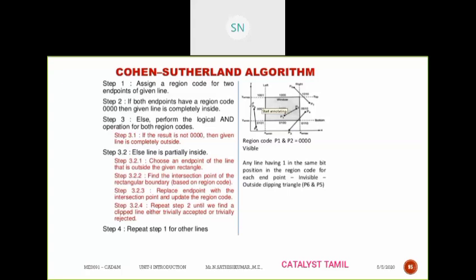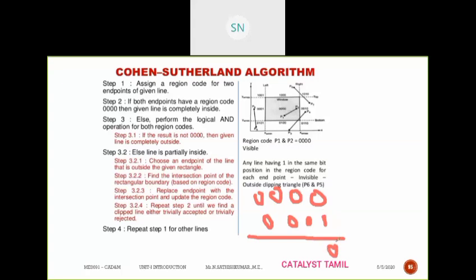But suppose the result is not 0. For example, for endpoint 1 you have 0 0 0 0, and similarly for endpoint 2, 0 0 0 1. Let me consider this as the region code for endpoint 1 and endpoint 2. Now you have to perform the logical AND operation. What is the logical AND operation? If both the inputs are true, then the answer is true. Otherwise, it is completely false. So what is happening here? Both the inputs are not true, because one is 0 and another one is 1. If both the inputs are true, then the answer is true, otherwise it is false.